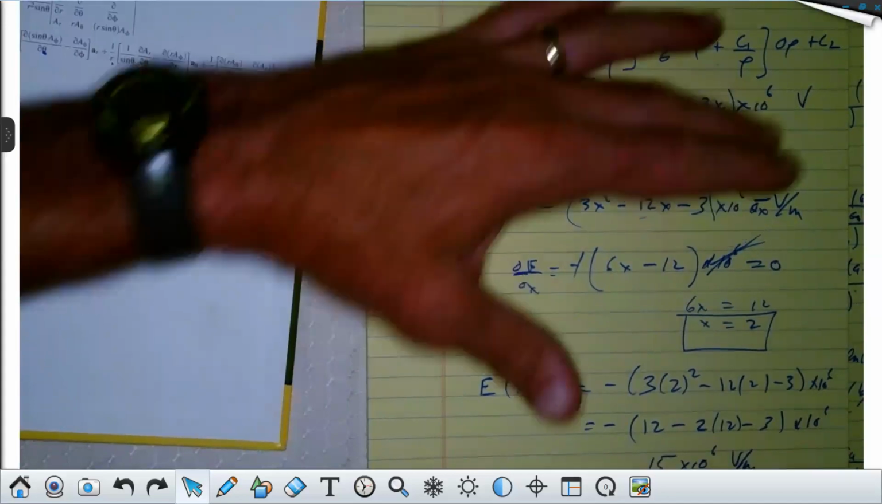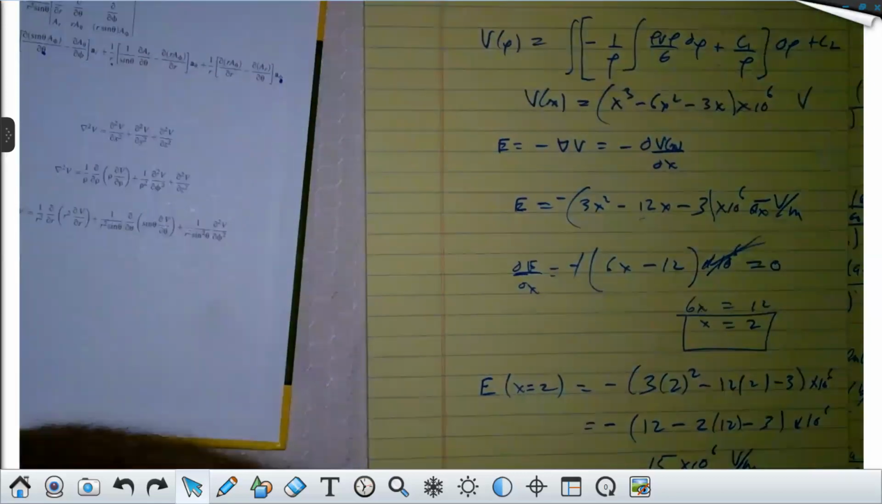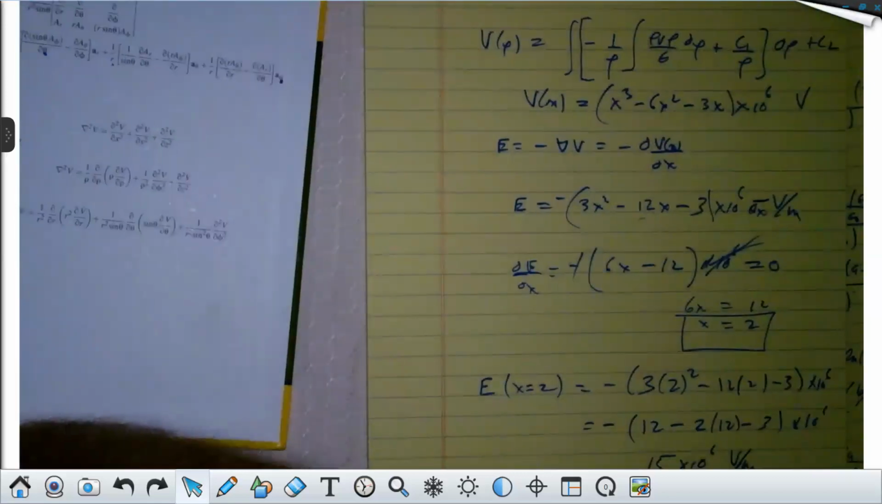And that's right on the button. It's 15 megavolts. You agree with that, class? So if in fact 15 megavolts is reached and it breaks down, it will break down right at 2 meters. That's the moral of the story. Do you agree with that?